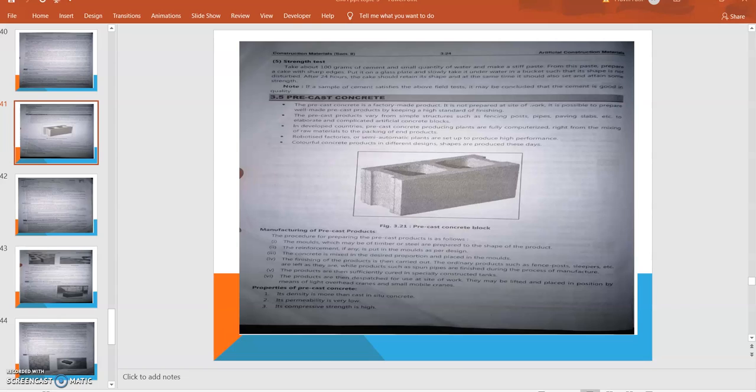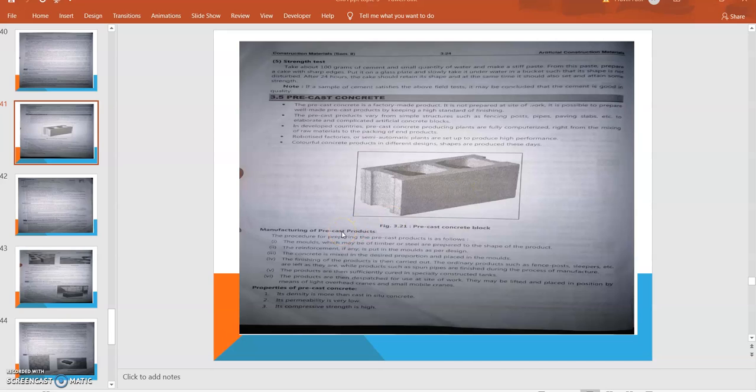The precast products vary from simple structures like fencing posts, pipes, paving slabs, etc., to elaborate and complicated artificial concrete blocks. In developed countries, the precast concrete producing plants are fully computerized, right from the mixing to the packaging. So here is a diagram showing the precast block.